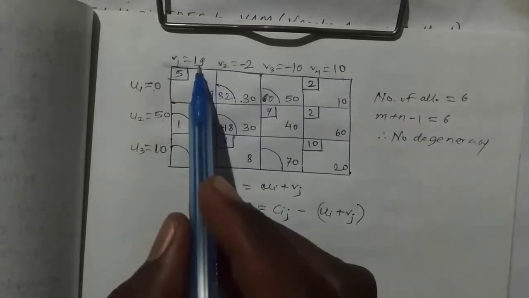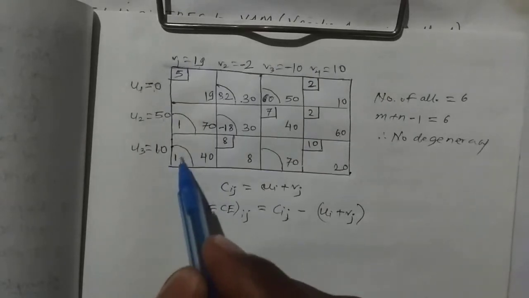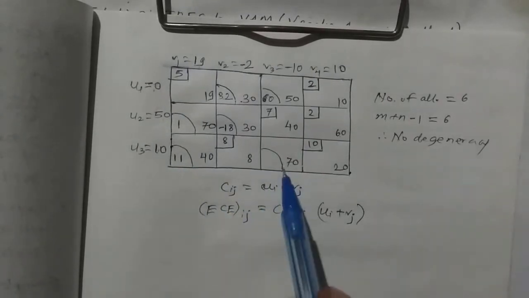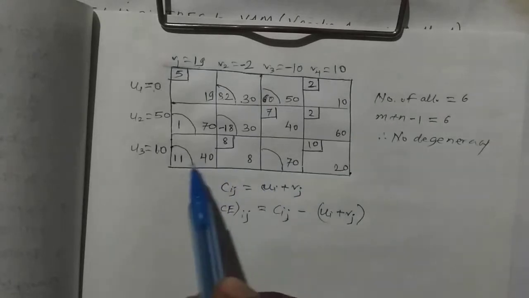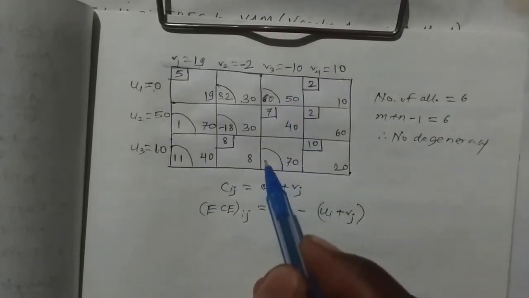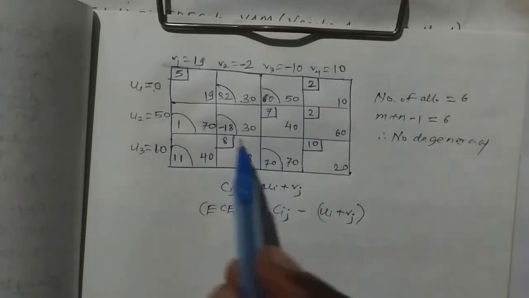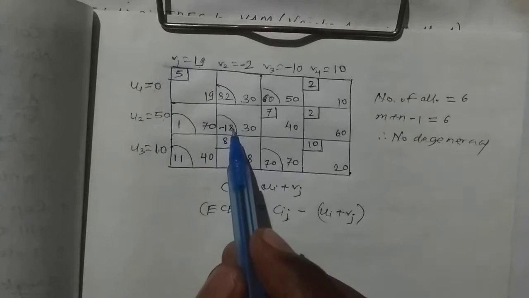Similarly, addition of these two is 29. 40 minus 29, 11. And here at last 10 plus minus 10, 0. 70 minus 0, 70. So here if we observe empty cell evaluations, this is a negative empty cell evaluation.